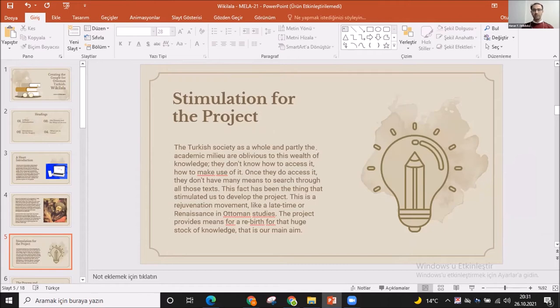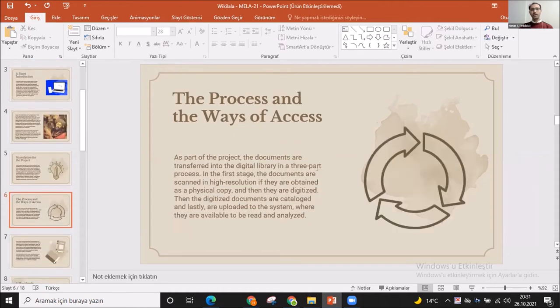This is a rejuvenation movement, like a late-time renaissance in Ottoman studies, I do believe. The project provides means for a rebirth of a huge stock of knowledge. That is our main aim. And now the process and the ways of access.